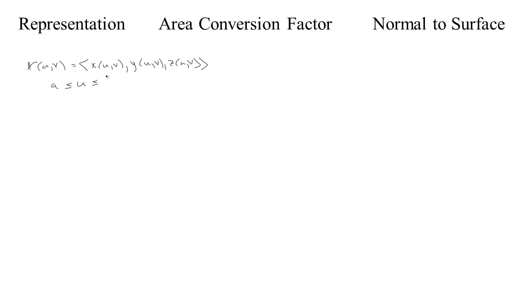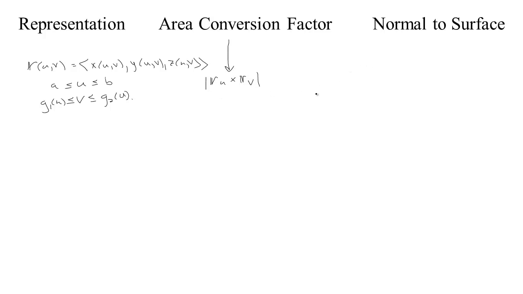Maybe they're simple rectangular bounds, so the 2 parameters each between 2 different constants, or probably the most common case is that one of the parameters is between 2 constants and the other one is between 2 functions of the first parameter, like this. So you would integrate over this region, and the area conversion factor that you'd use, you'd find r sub u cross r sub v and then take the length. So that's your area conversion factor there.